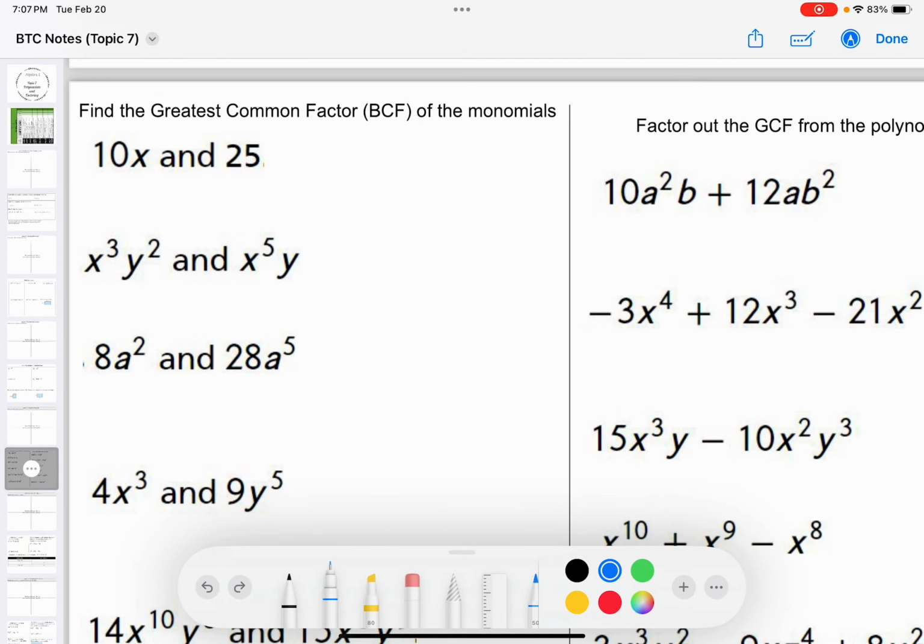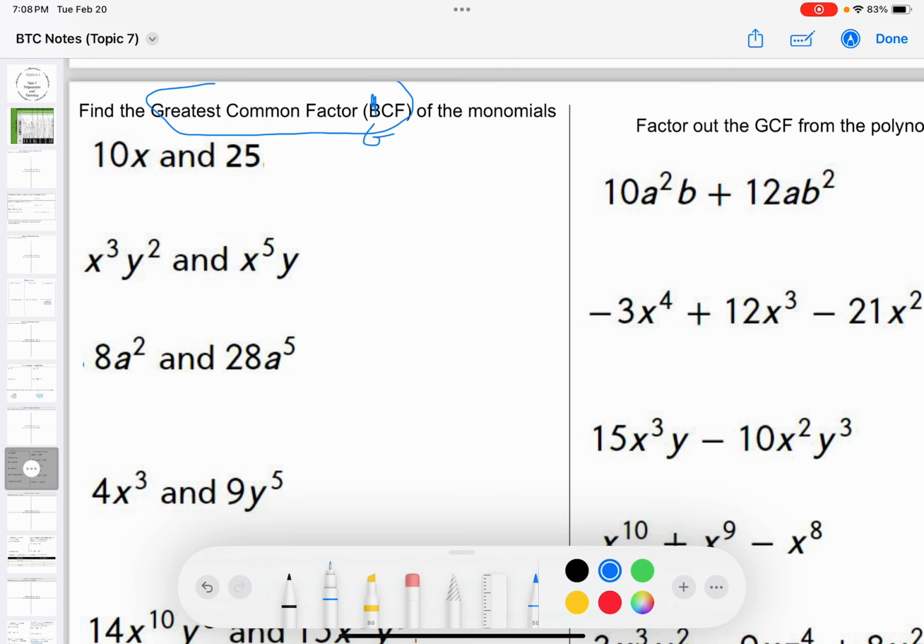All right, this is our backside of 7.3. We talked about this in class, but just so we've got record of it if you needed to go back. First thing we're looking at is our greatest common factor. This should say GCF, not BCF.